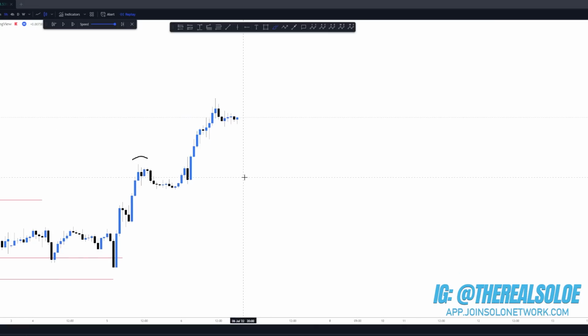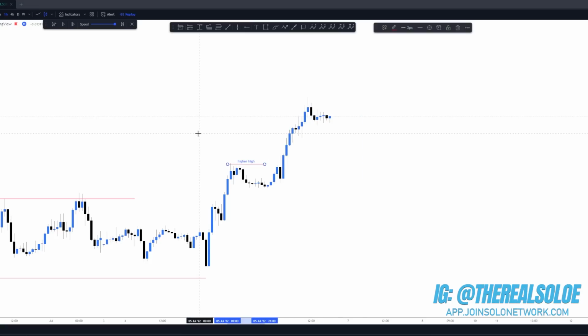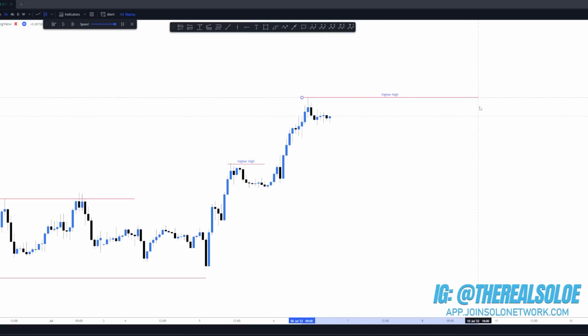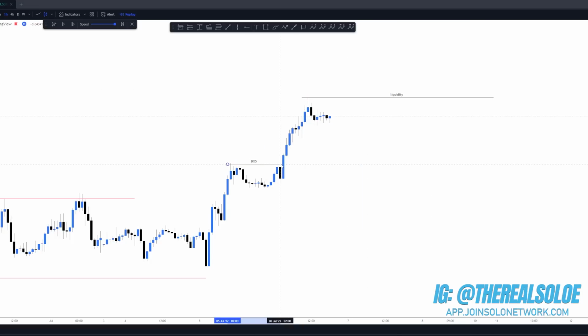So now what we can do is mark these areas out, as well as this area over here, which will also be our higher high. Now we are also going to extend it out. Instead of calling it a higher high, I am just going to change that to liquidity. So now that we have these two areas, I essentially see what's happening in the market.